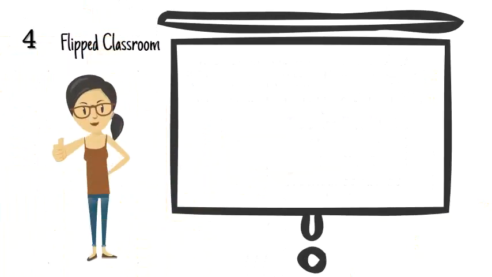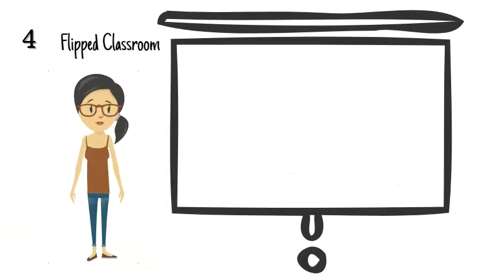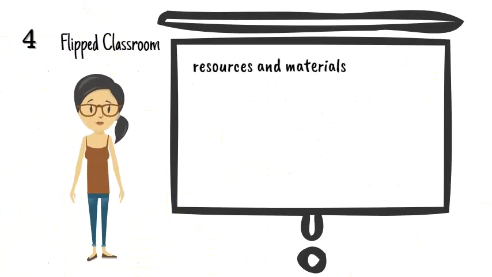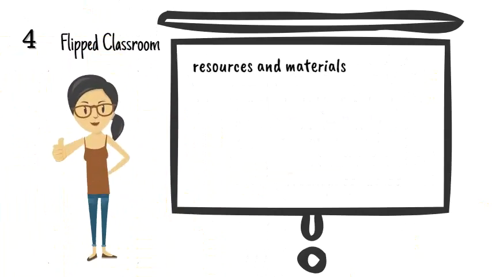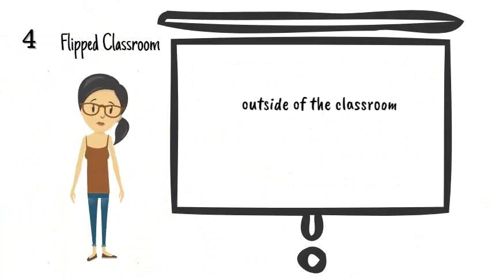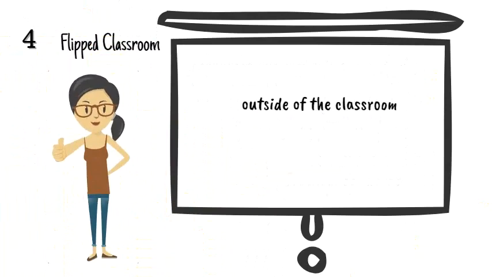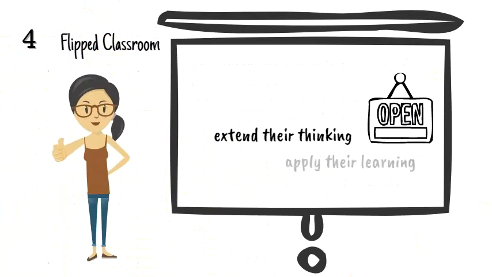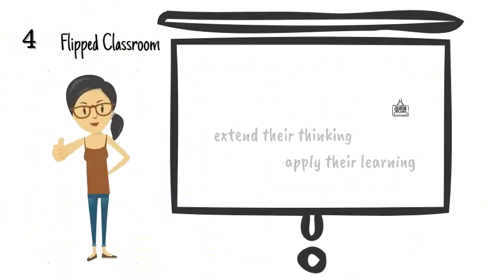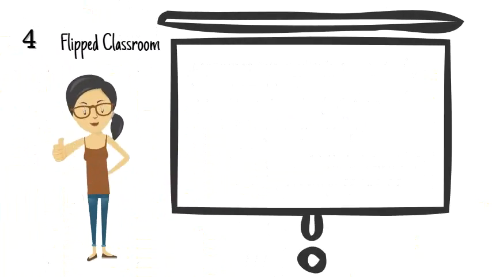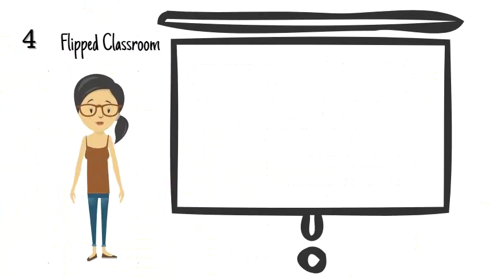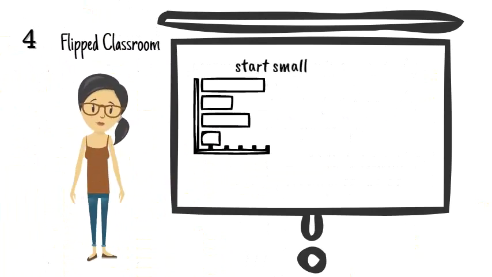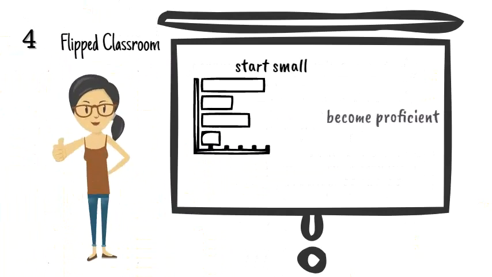Number 4. Flipped classroom. Flipping a classroom means that resources and materials that teachers have selected are engaged with outside of the classroom, often as homework. This frees up class time to extend their thinking about the topic and apply their learning in more challenging applications, fully supported by their teacher. Flipping can start small, with just one lesson or one unit, building up as the students become proficient.